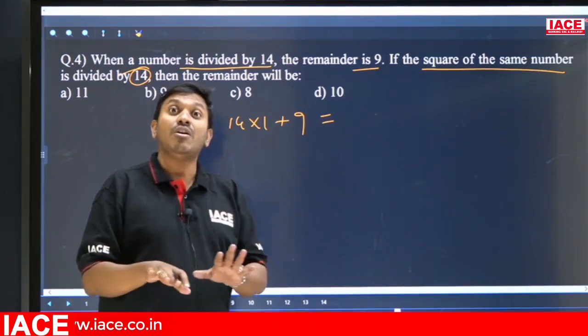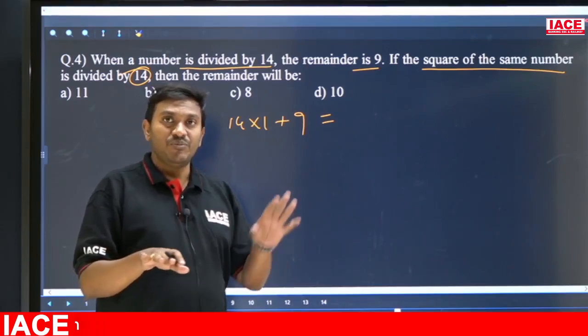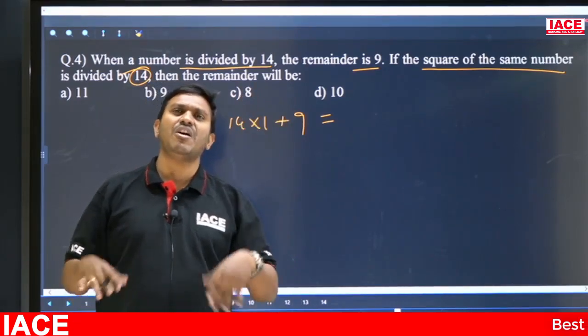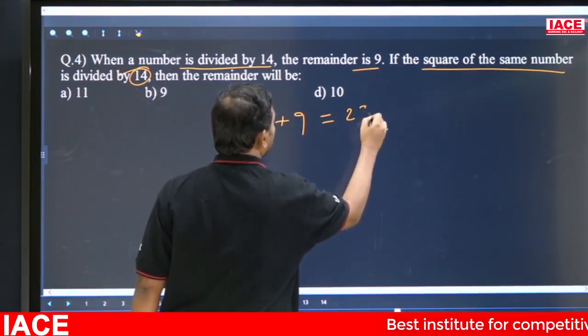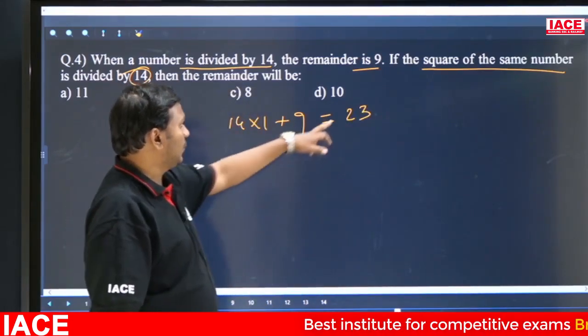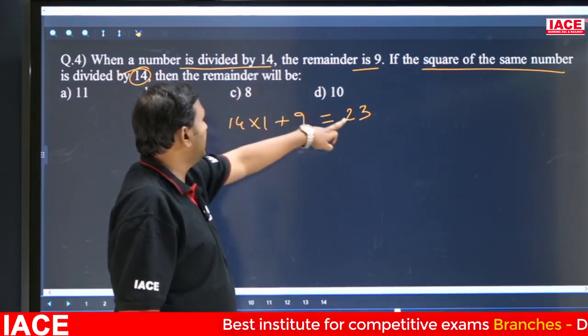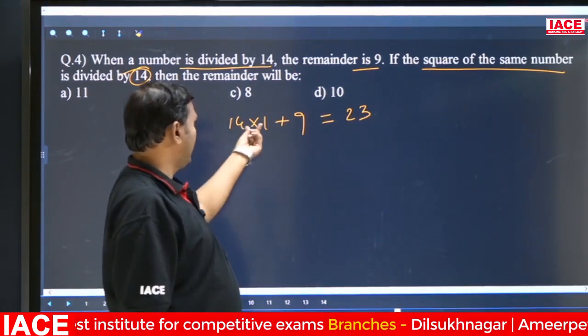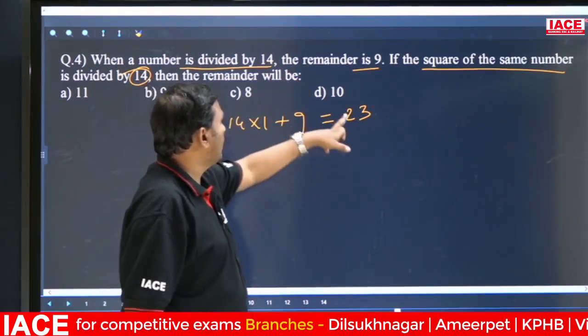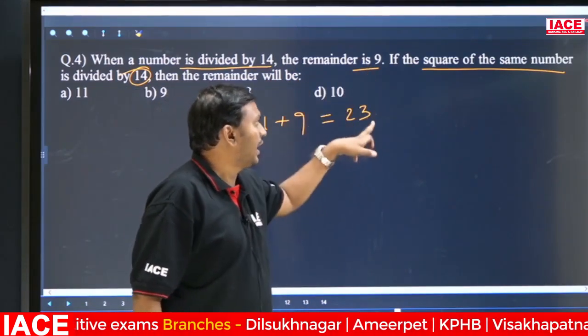With all numbers it has to satisfy, right? One condition is given, which means it has to satisfy with all numbers. I am taking 1 number: 14 plus 9, that is 23. Check once whether, if 23 is divided by 14, 9 is the remainder or not. Yes, exactly. We put one table here. So 14 ones are 14 plus 9, 23.